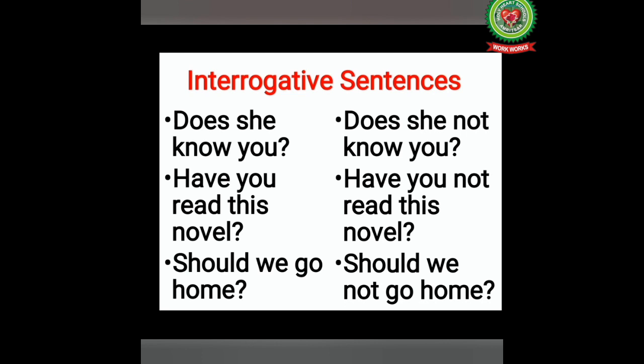Look at example number 2. Have you read this novel? Question mark. In this sentence, our subject is you. And after the subject, we have to use the word not. So our answer is, have you not read this novel? Question mark.